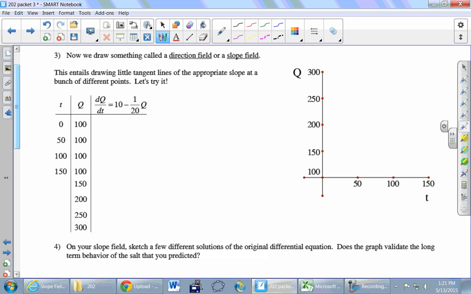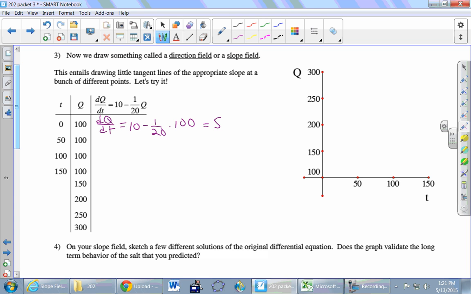Okay, so here's a table. We've got t values, we've got q values, and then we've got the differential equation that we had originally set up. If we plug t equals 0 and q equals 100 into the right-hand side of this equation, we get dq/dt is equal to 10 minus a 20th of 100. So what is that? 5. Let's fill in the next row. Now we're plugging 50 for t and 100 for q. There's no t, so again, it's 5, right?